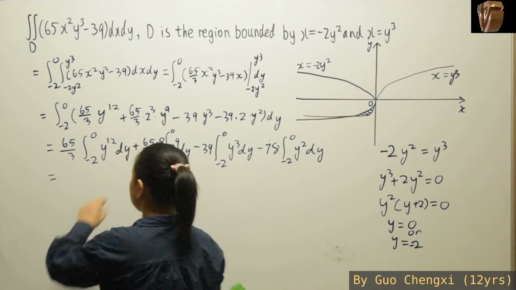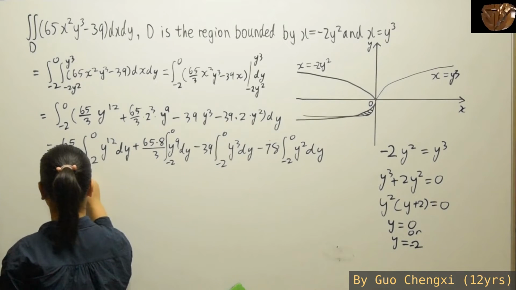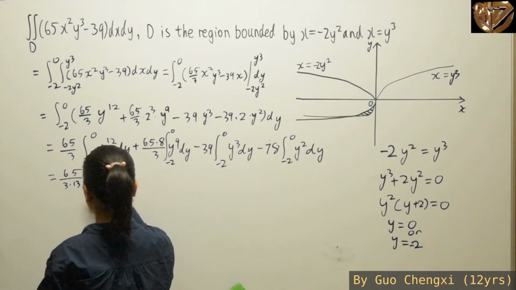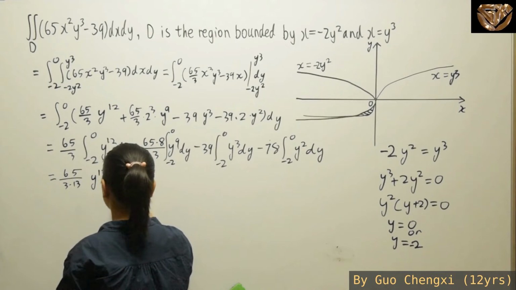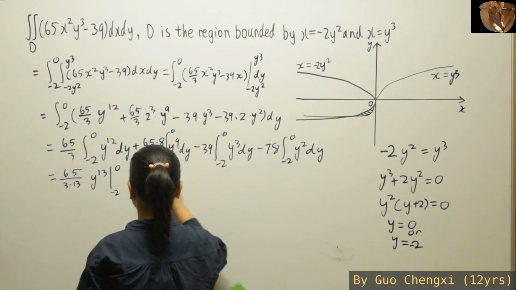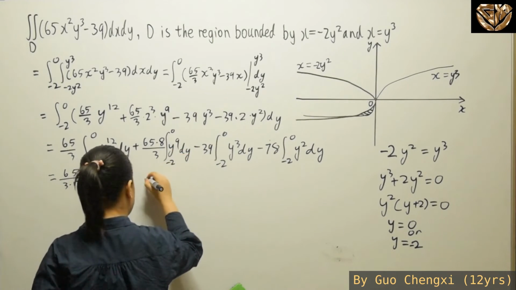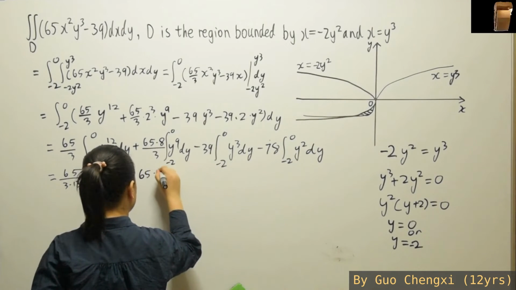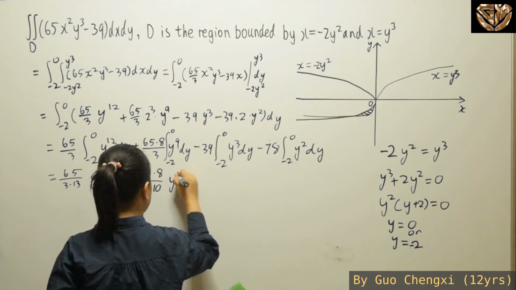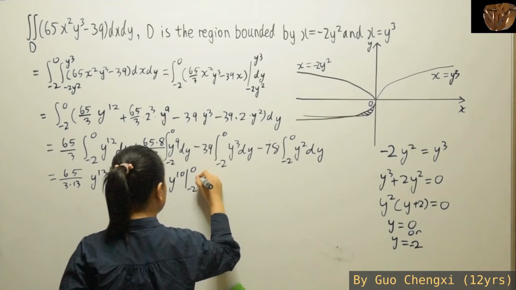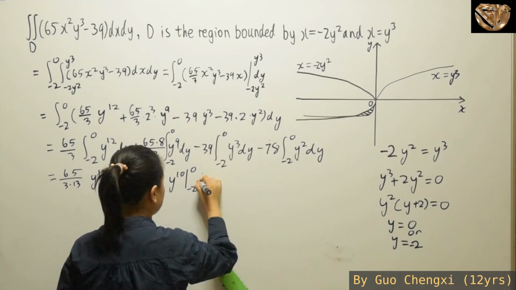Okay, so for this part, you can integrate, which you're going to get 65 over 3 times 13 from this 12 over here, and you're going to get y to the power of 13. Substitute from -2 to 0. Well, for this part, you're going to get over 10 from this 9, so you're going to have y to the power of 10 from -2 to 0. Oops, there's not going to be a dy since you integrated it already.